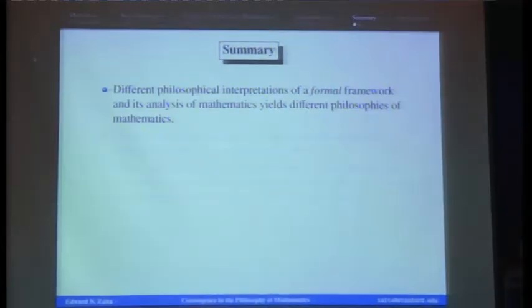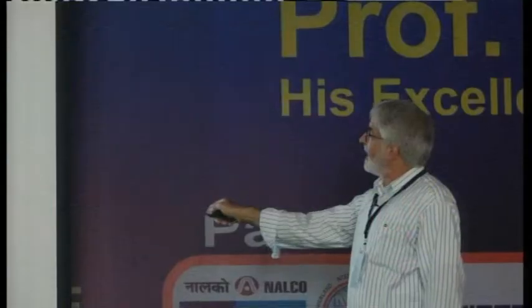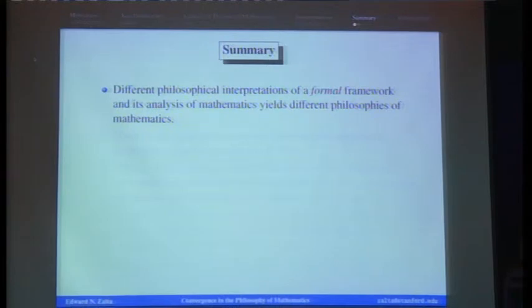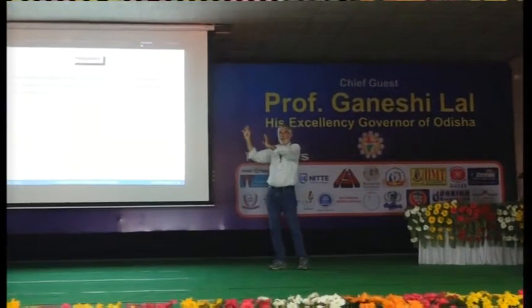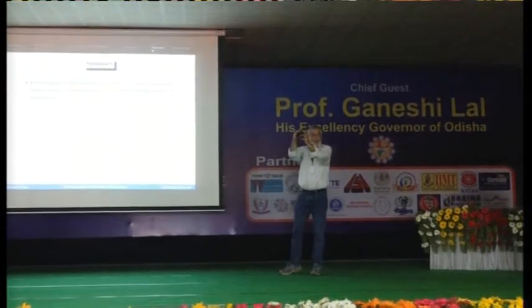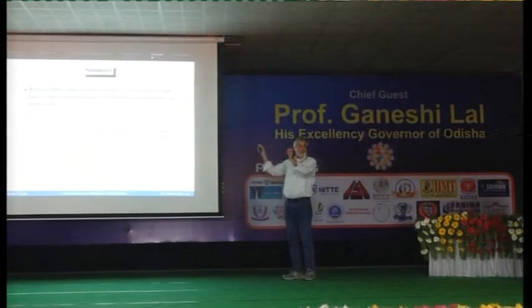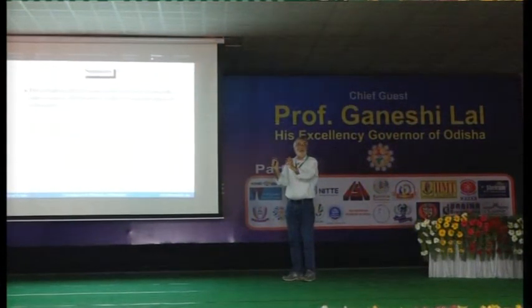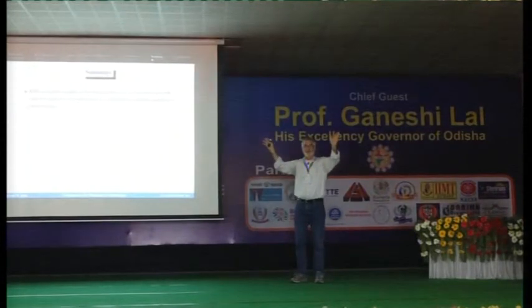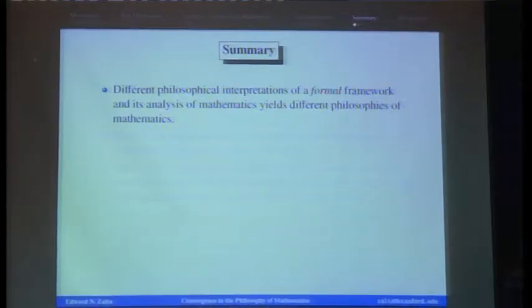So let me summarize. Last slide. Different philosophical interpretations of a formal framework and its analysis give us the different philosophies of mathematics. I gave you a formal framework. I showed you how it can describe abstract objects generally and how any arbitrary mathematical theory can be interpreted in that framework. But then we gave an interpretation of that framework, many different ones, and those captured the philosophies of mathematics. So that means that in many ways, all those different philosophies of mathematics become unified by a single formal framework. And that's the idea behind this talk.